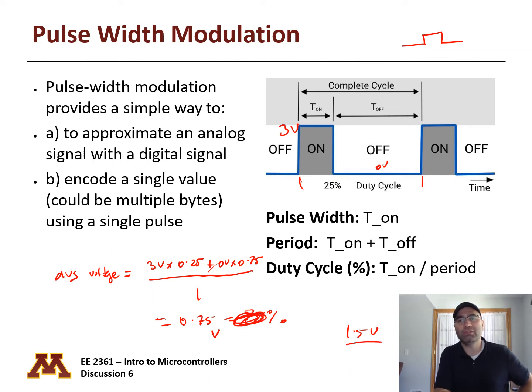If it is 50% duty cycle, it's going to be 1.5. If it is 25% duty cycle, it's going to be 0.75 volt. So as you can see, these are again average voltages. Based on these average voltages, the speed of the motor is going to go high or low. So again, PWM is basically a method to approximate an analog signal with a digital signal.